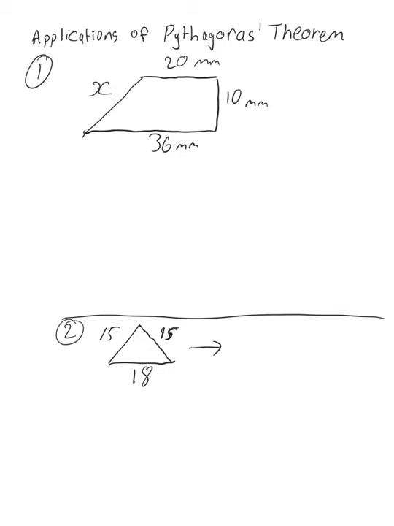Okay, let's have a go at doing a couple of applications of Pythagoras' theorem to situations that aren't right-angled triangles immediately. Now, the first thing we always need to do, or one of the early steps, is to identify a right-angled triangle, okay? So this is going to be our right-angled triangle.